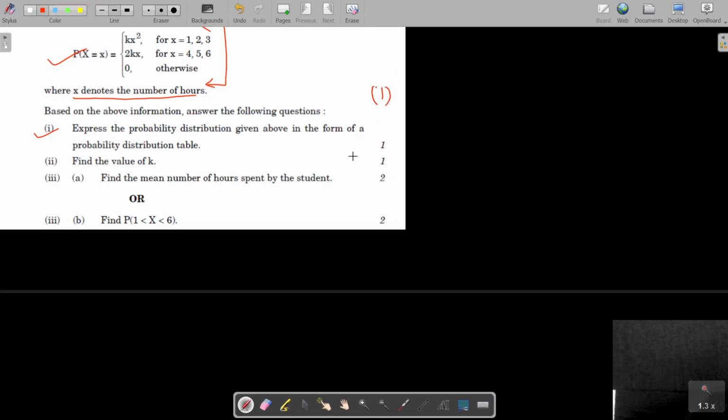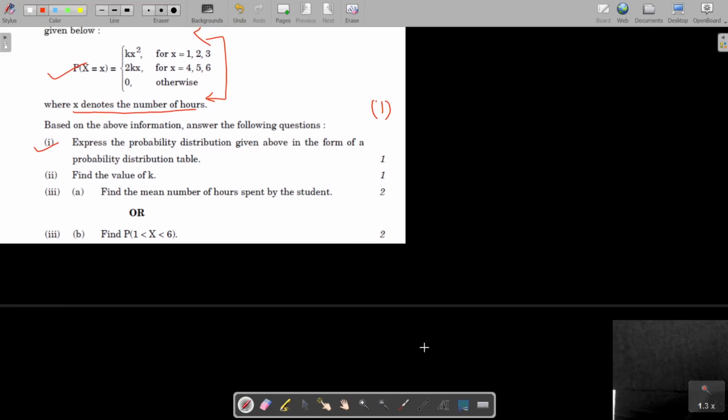Okay, so first one, let's draw the probability distribution table based on the information given. And it is for 6 hours. So let's make 6 columns.